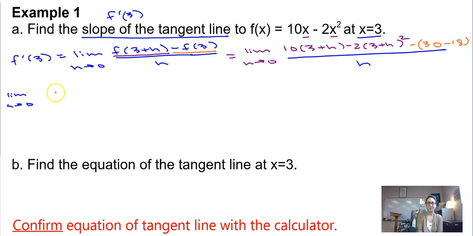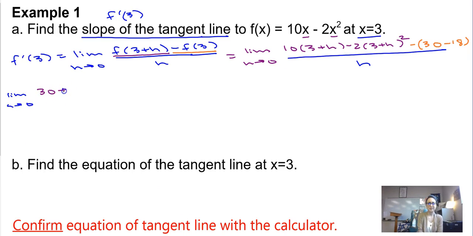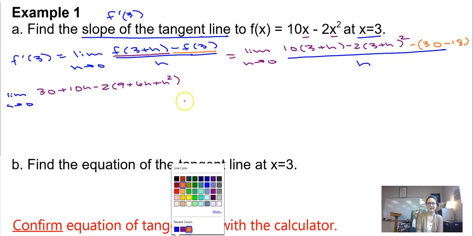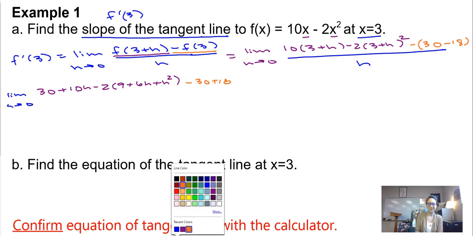Now let's work with the purple. Shall we distribute the 10 first? So that'll be 30 plus 10h. And then I still have the minus 2. Now be careful because you want to do exponents before you multiply, right? So let's do 3 plus h squared. So that will be 9 plus 6h plus h squared. And then I still have my minus, I'll go ahead and distribute that negative, minus 30 plus 18 all over h.